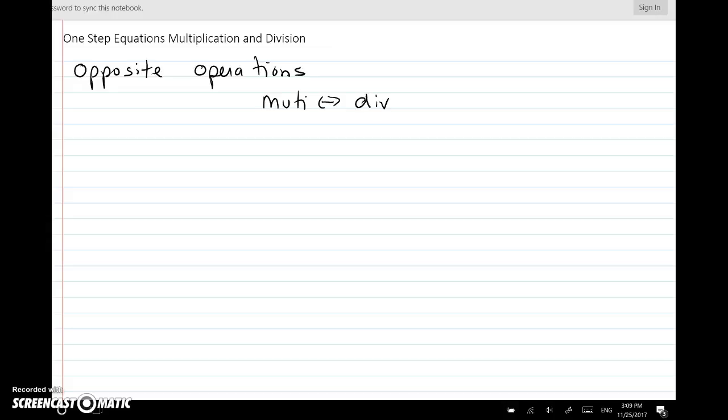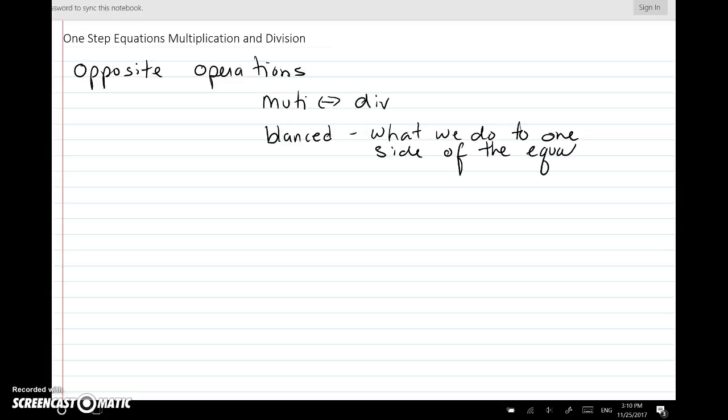And we also want to keep things balanced. What we do to one side of the equal sign, we are going to do to the other.